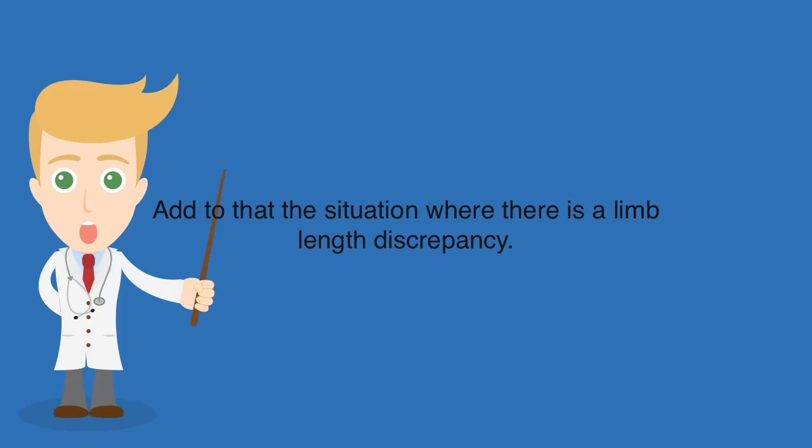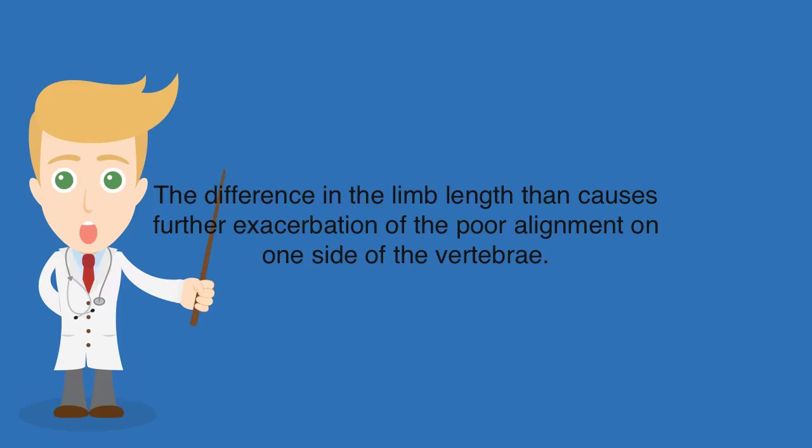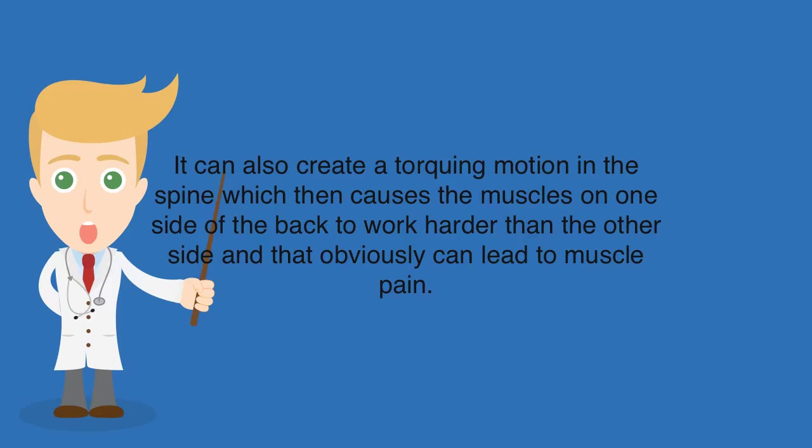Add to that the situation where there is a limb length discrepancy. Stated simply, the vertebrae do not line up properly. The difference in the limb length then causes further exacerbation of the poor alignment on one side of the vertebrae. It can also create a torquing motion in the spine, which then causes the muscles on one side of the back to work harder than the other side, and that obviously can lead to muscle pain.